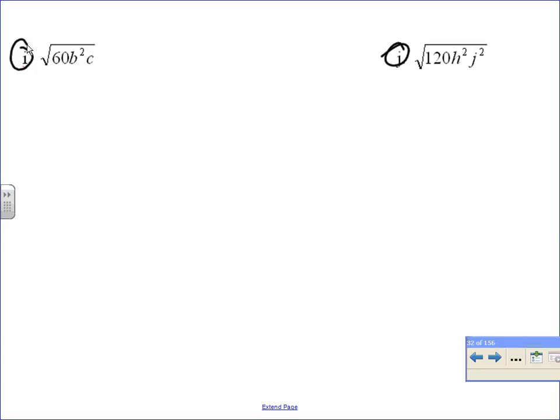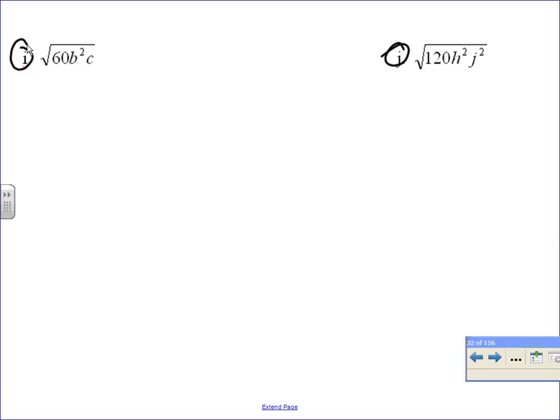Whoa, why are you changing that to a decimal? You need to find the perfect square that goes into it. No decimals. You need to find a perfect square that goes into 60. When you're simplifying radicals, no decimals.